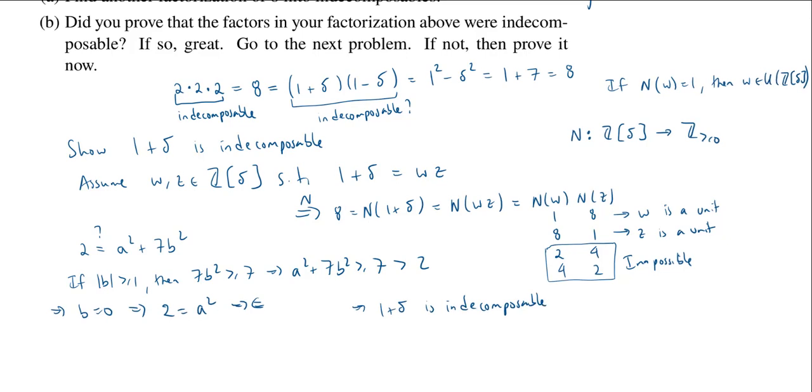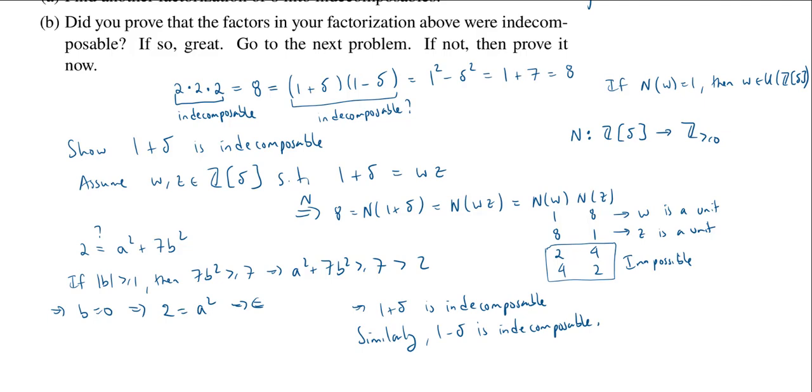Now, what's going to happen if we replace 1 plus delta by 1 minus delta? Well, this only relied on the norm, and the norm of 1 plus delta and 1 minus delta are exactly the same. So similarly, 1 minus delta is indecomposable. All right, we're not going to show both. Okay, so there we go.